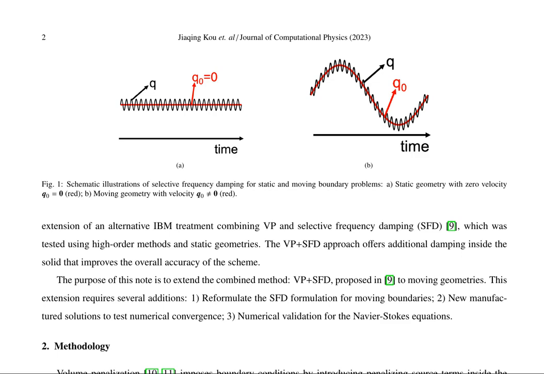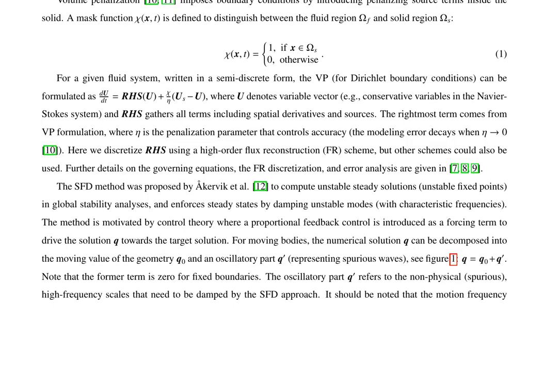The methodology involves volume penalization, which imposes boundary conditions by introducing penalizing source terms inside the solid. The SFD method is used to compute unstable steady solutions by damping unstable modes. The paper focuses on the decomposition of the numerical solution into moving and oscillatory parts, with the latter requiring damping. In this refined version, we delve into the technical details of the VP plus SFD approach, its application in moving geometries, and its validation through the Navier-Stokes equations.